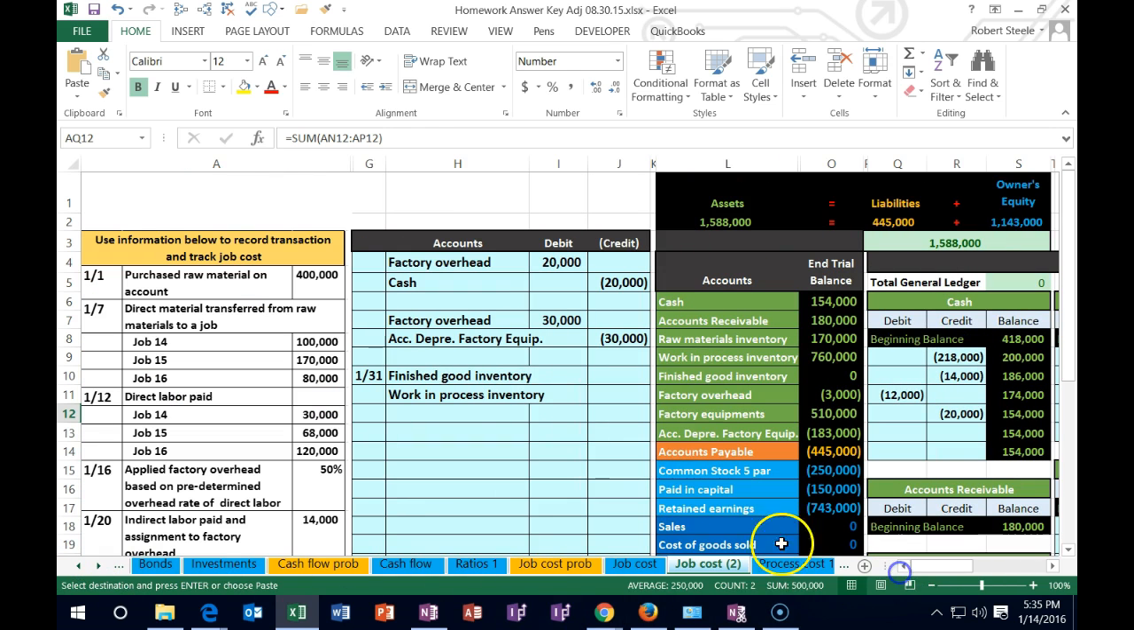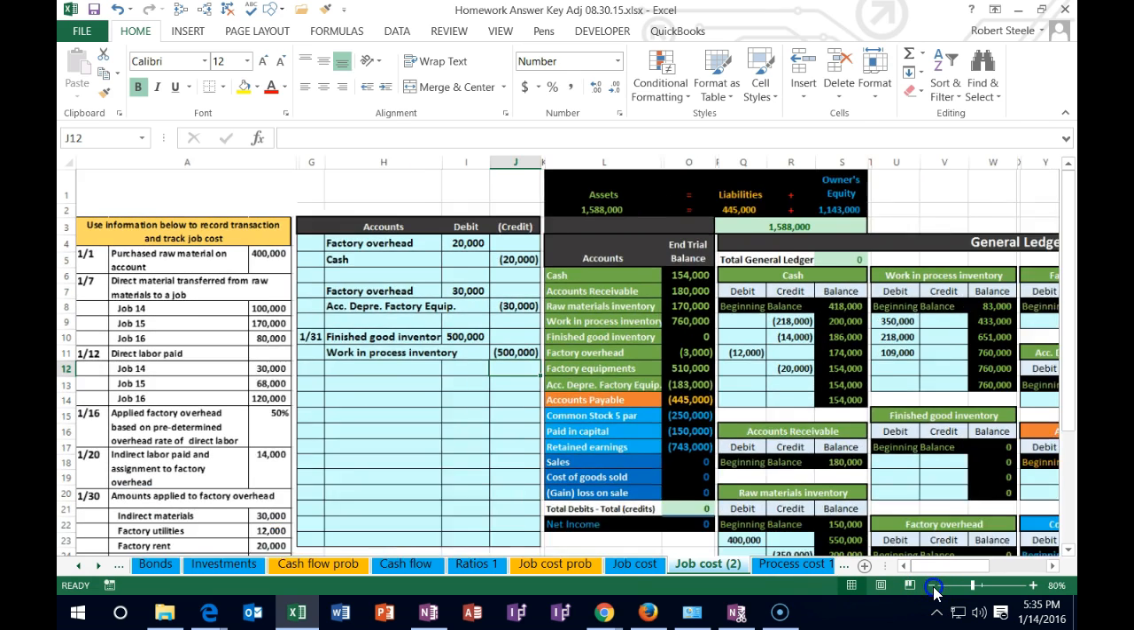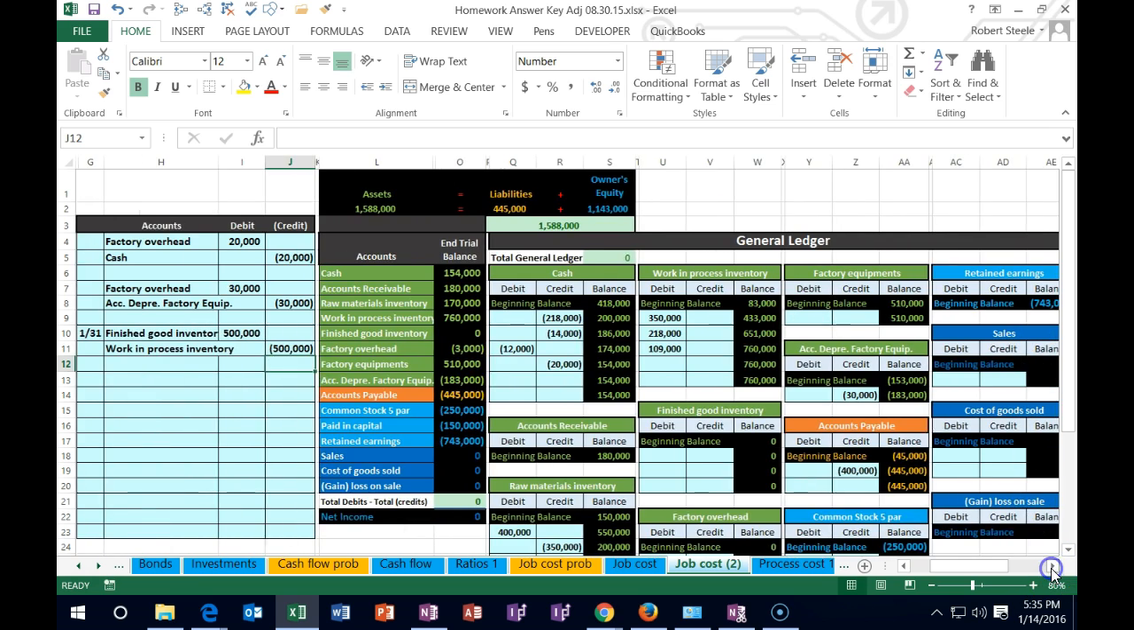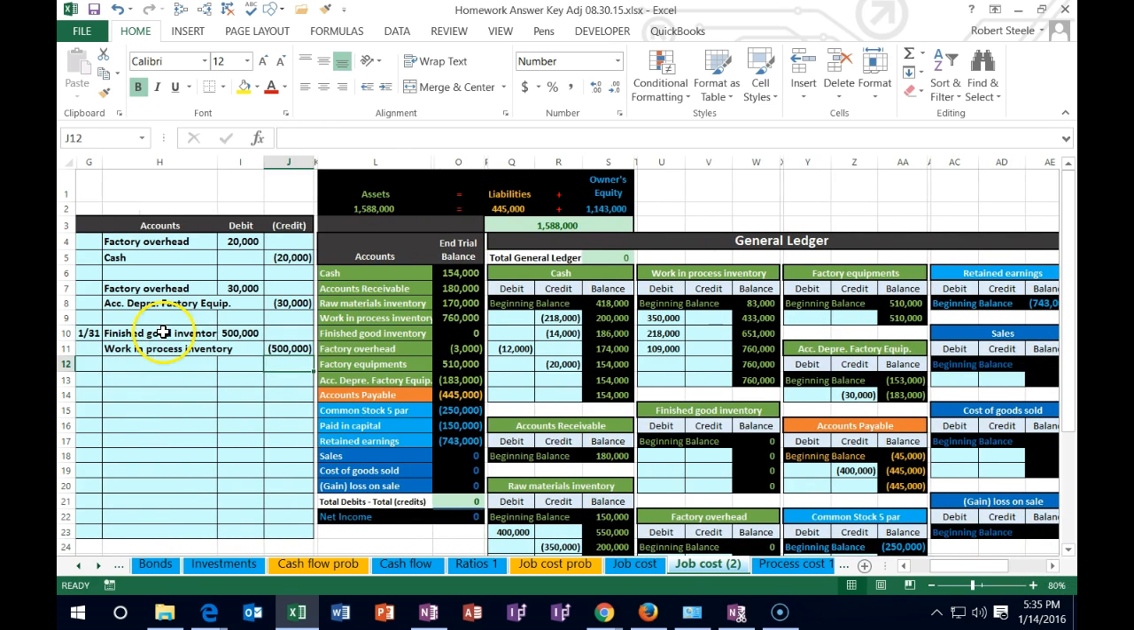So I'm going to scroll all the way back over here. So both the debit, 500,000 to finished goods, and the credit of 500,000 to work in process. That's the transaction. Let's make this smaller on the taskbar like so, and scroll over here and post this out. So we're going to post the finished goods here.